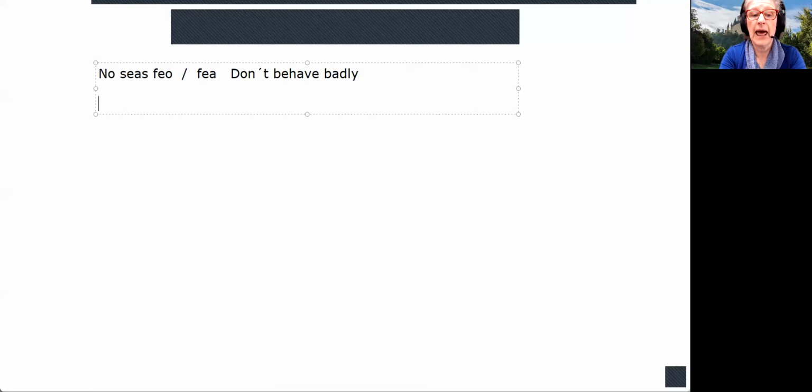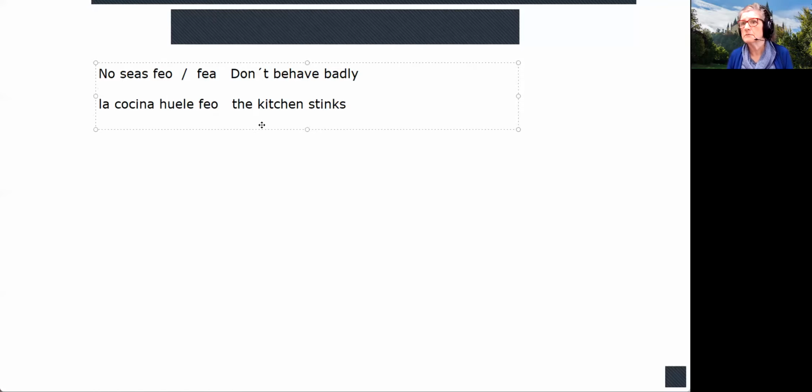Or "la cocina huele feo." The kitchen stinks because it smells bad. So feo is used a lot more to talk about a negative situation, but it doesn't always translate into that idea of ugly, the way we use the word ugly. It does mean a negative thing, but it's used in a different way than we would use ugly in English. Mejor, better? Sí, Doug?